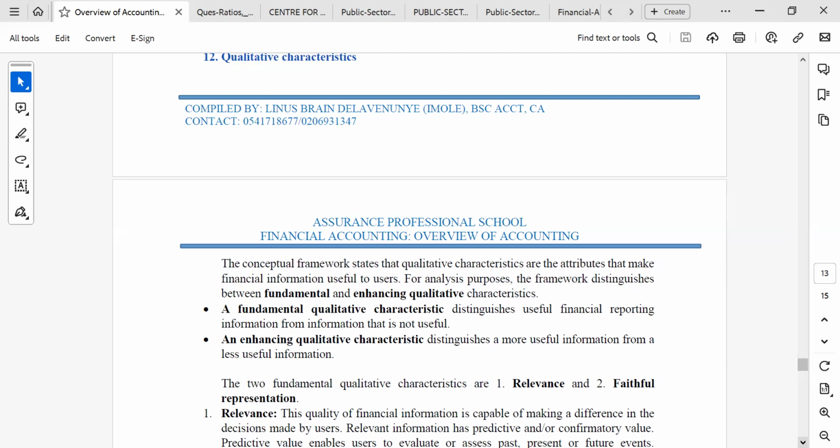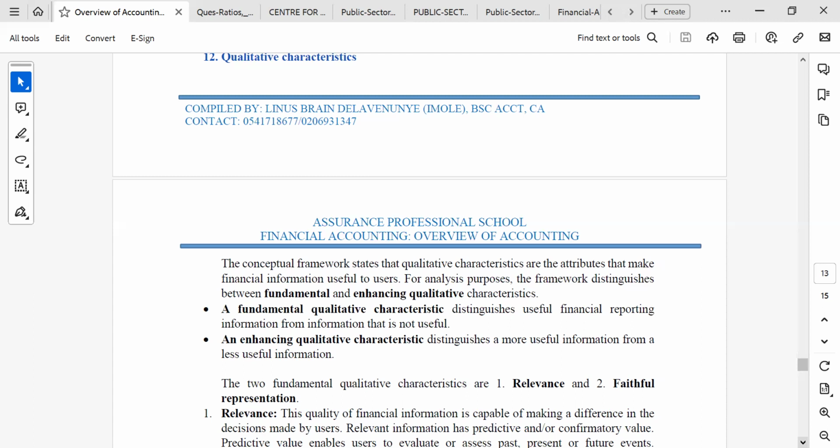The enhancing ones are those that make the useful information more useful. What do you mean by they make the useful information more useful? If you want an information, the match is 7 p.m. So we need the information before that time. You are now giving us the information after 7:30. You can see that the information that you'll be giving to us will not be relevant, will not be useful to us because it was not given on time.